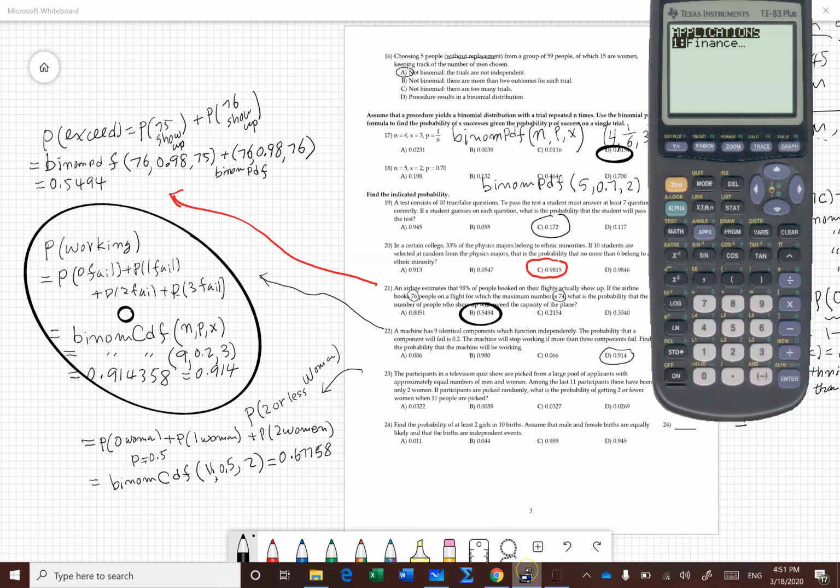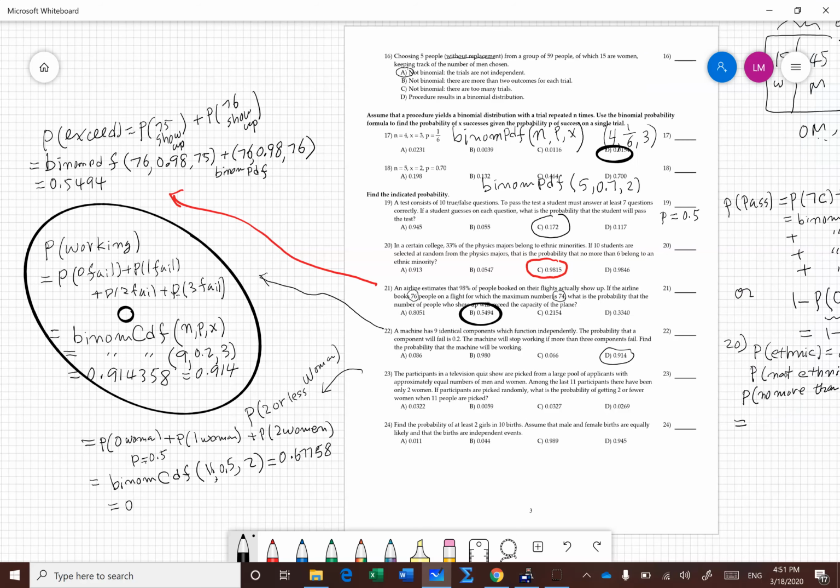Let's do it again. Sorry. So clear everything. Second bars. Go down, go down one more. Okay, it is binom CDF. Okay, 11, comma, 0.5, comma, 2. I get 0.0327. Do we have it? Yes, we do have it.